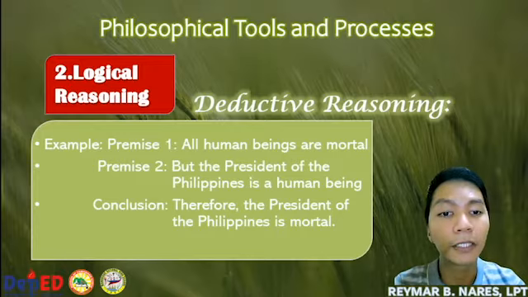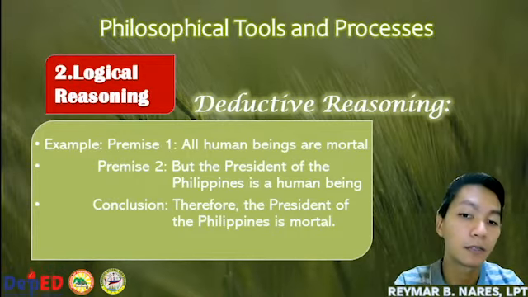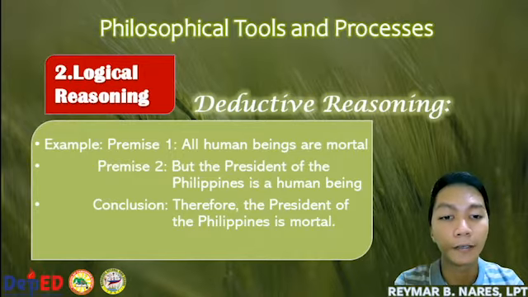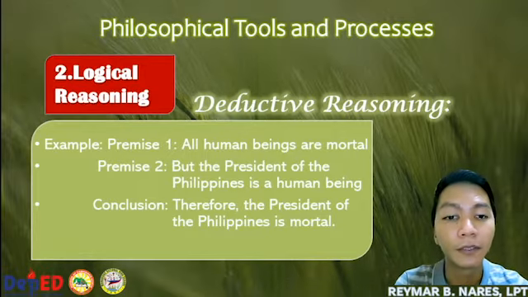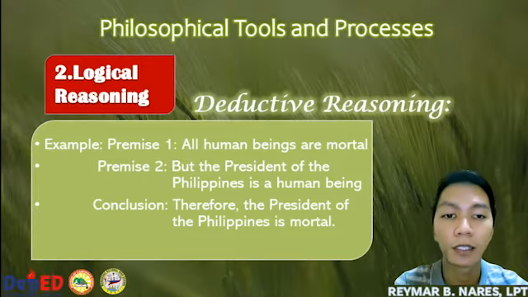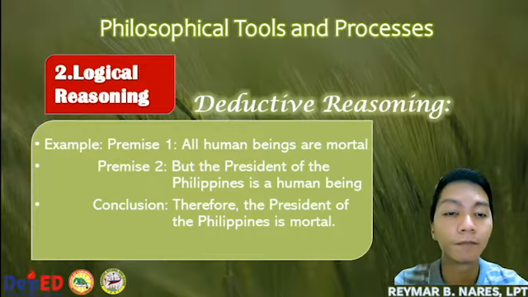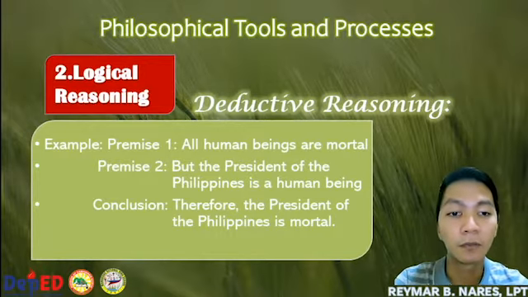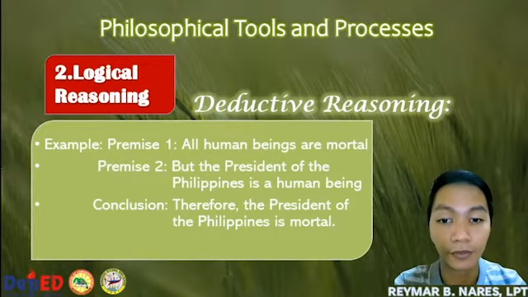Dito sa example natin, sa premise 1, kung mapapansin nyo, binanggit dito, all human beings. So, very general, di ba? And hanggang sa, in premise 2, we use the President of the Philippines. So, when we say the President of the Philippines, we are referring to only one person. So, from the human being as a general, we go to the specific, which is the President of the Philippines. Okay? So, this is an example of logical reasoning.